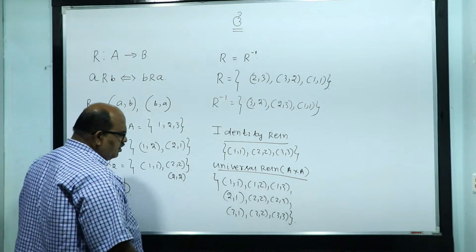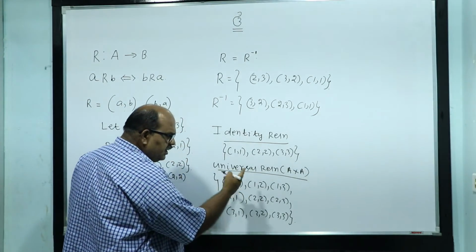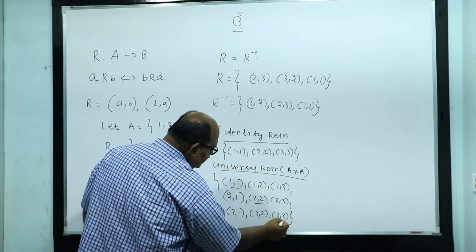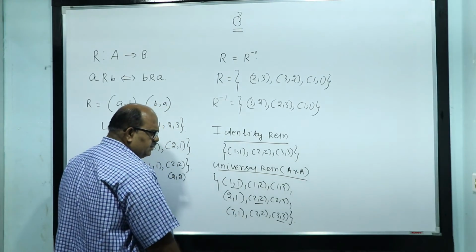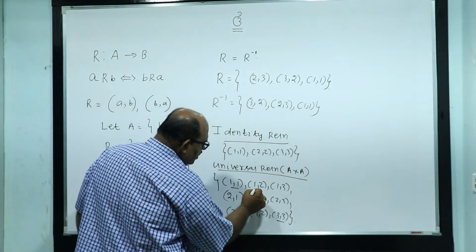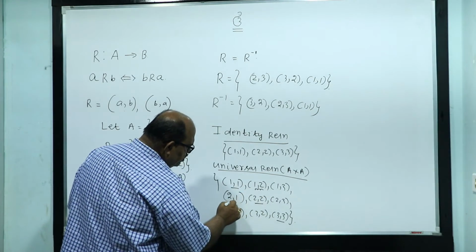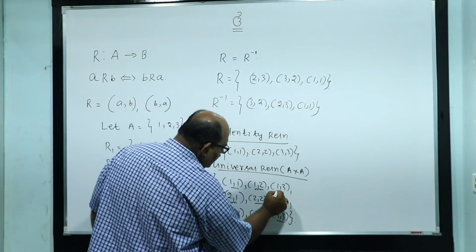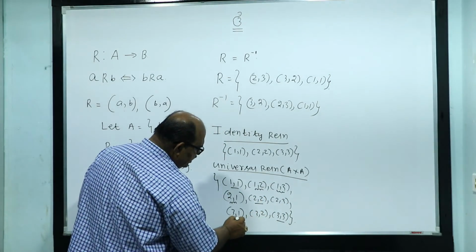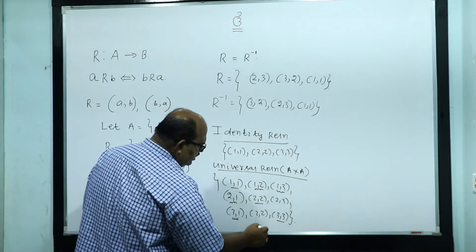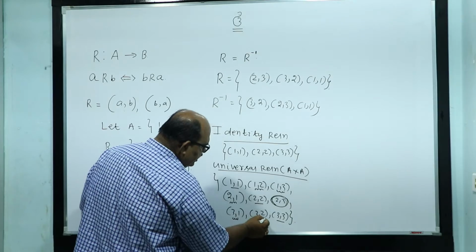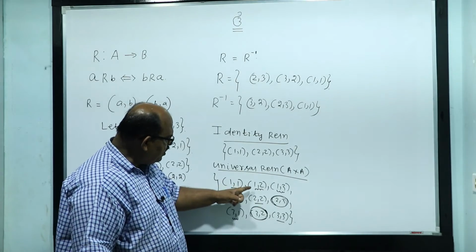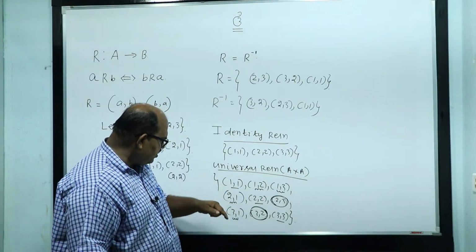Now look, is this symmetric or not? For 1 1 the relation is symmetric because you can write 1 1 again. Similarly, 2 2 and 3 3 fulfill the symmetry condition. Now search for others. 1 2 is present, and here 2 1 is present, so they fulfill the symmetry condition. Here 1 3 is present, 3 1 is present. Here 2 3 is present, here 3 2 is present. So every ordered pair fulfills the symmetry condition.